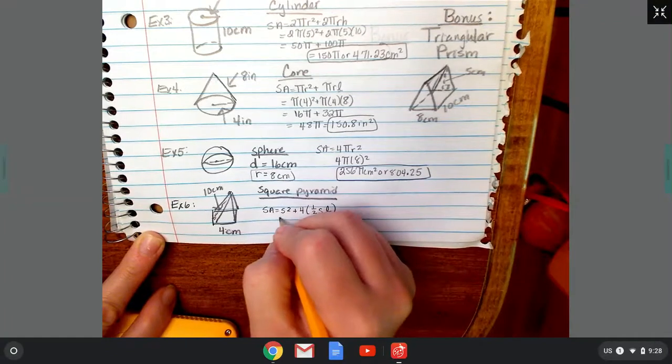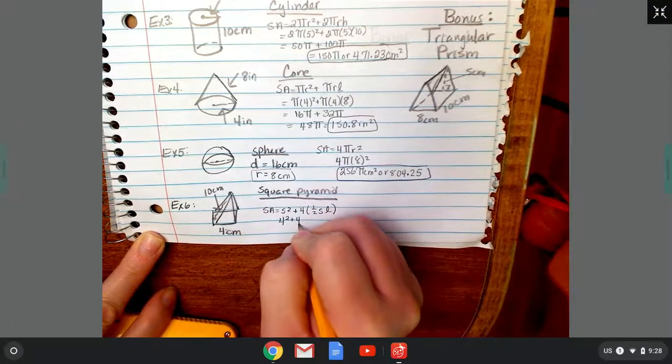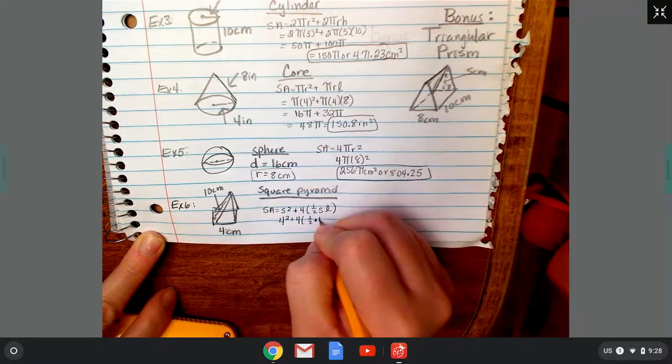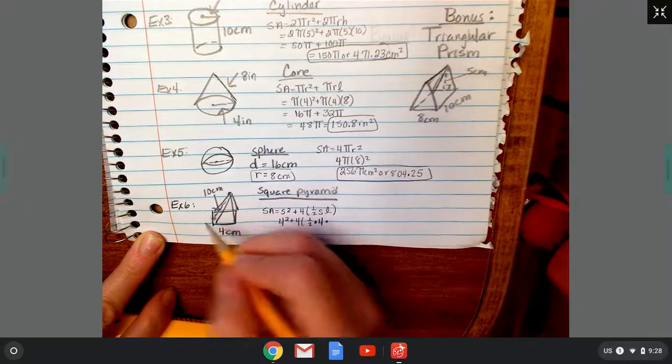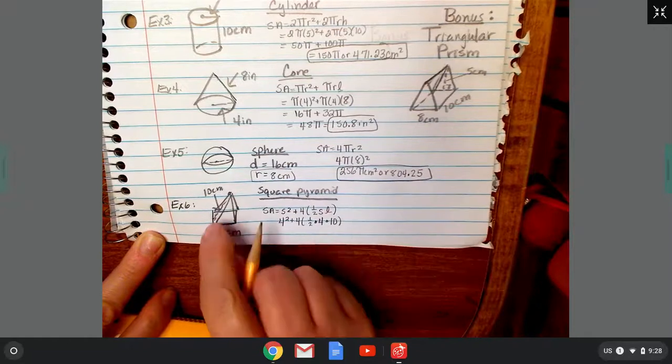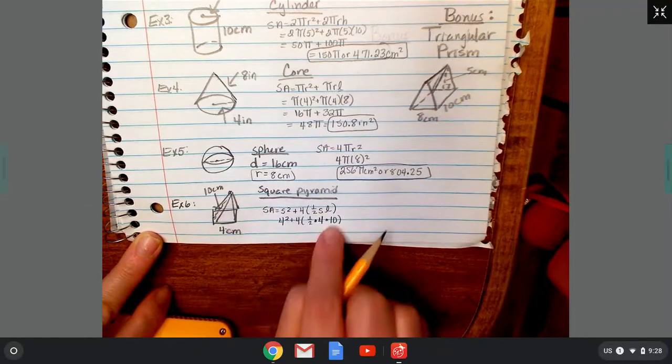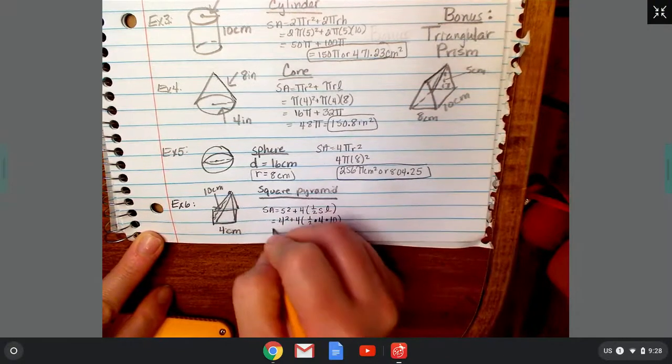Okay, so side squared is 4 squared. There's 4 triangles. The side measures 4, and the slant height's given to me as 10. Okay, and know that sometimes if that's not given to you, you have to solve a squared plus b squared equals c squared with the Pythagorean theorem to get that.